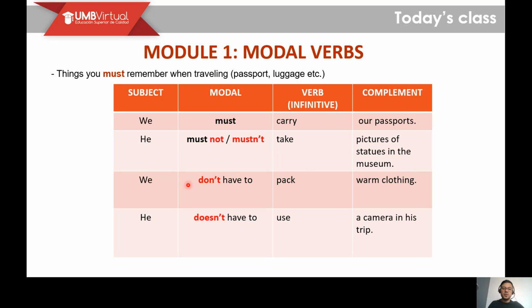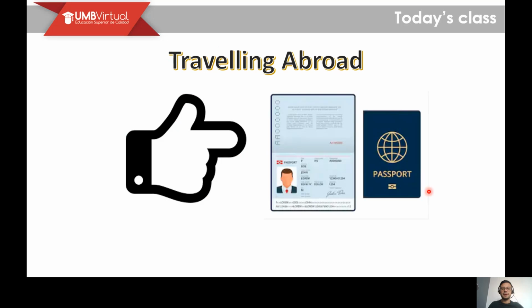And we have here don't have to or doesn't have to. Here we are going to change the conjugation of the verb have. If we have a third person, we are going to use has to or doesn't have to. But if we have first, second, or plural, we are going to use don't have to or have to. We don't have to pack warm clothing.